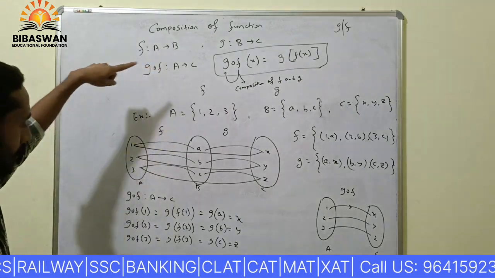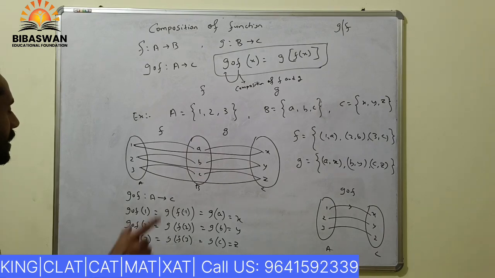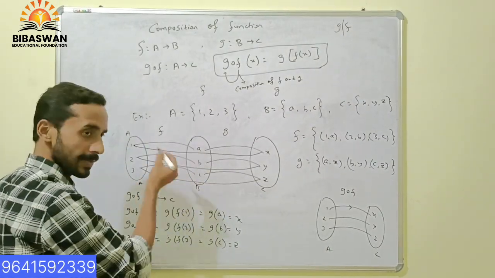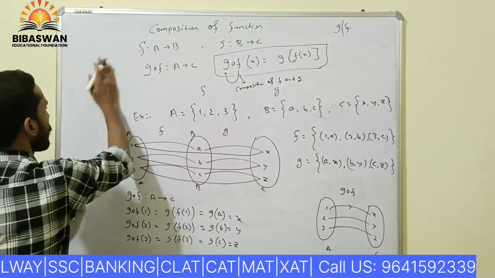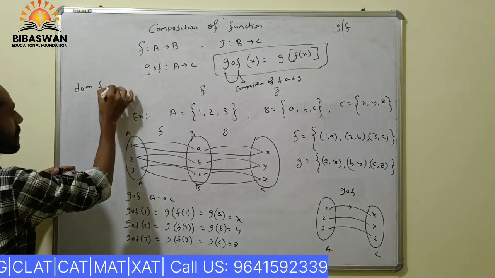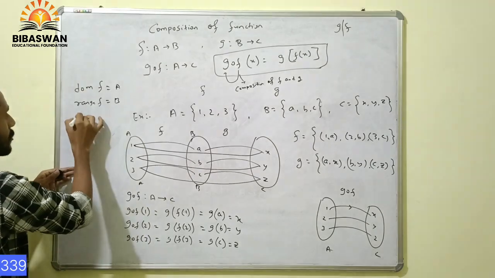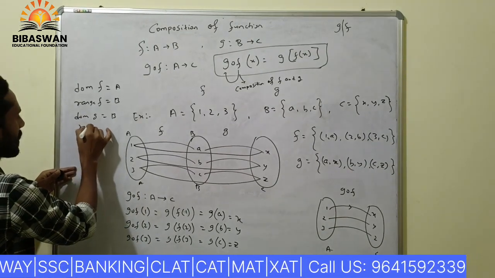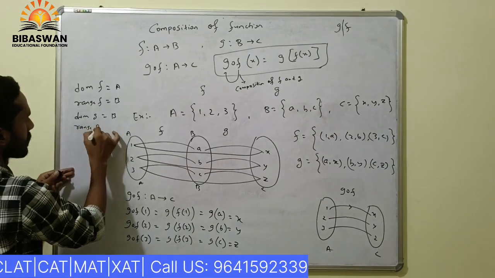Understood here? But by following we have two important notes here. What are the notes? What is the domain of F? Domain of F is A. Range of F is B. Domain of G is B. Understood very calmly. Domain of F is A, range of F is B, domain of G is B, and range of G is C.